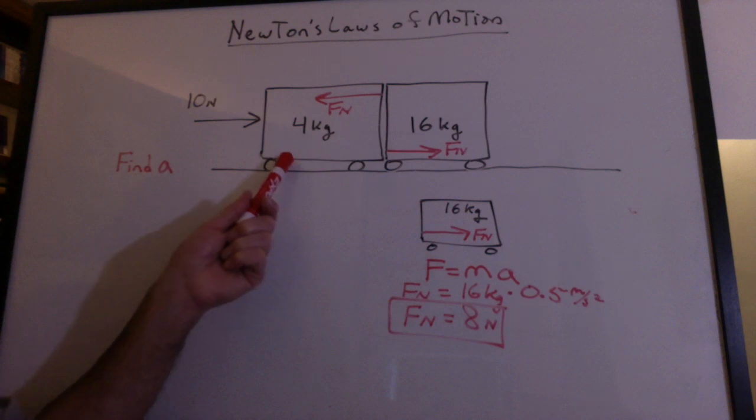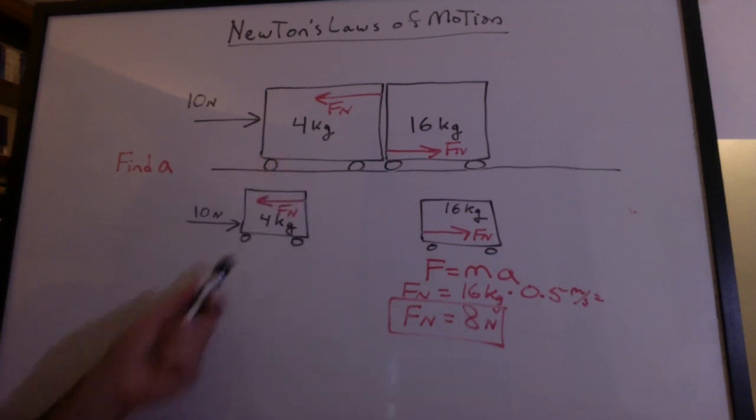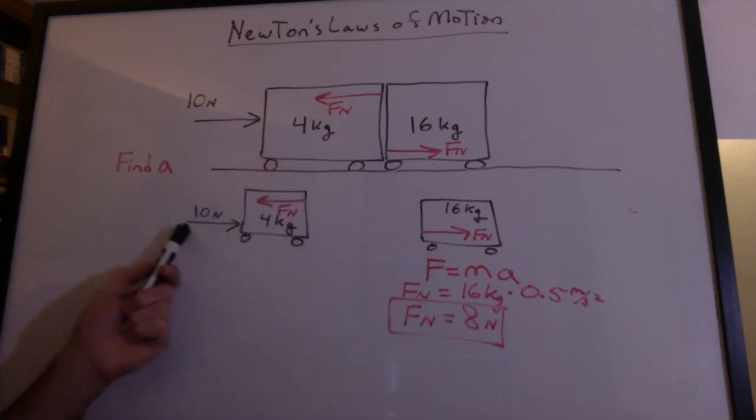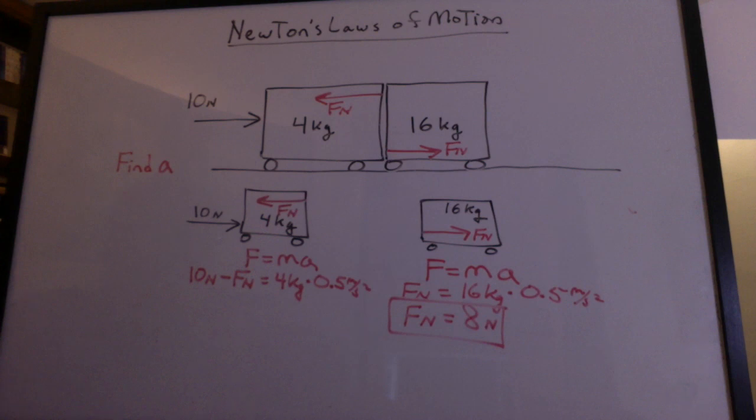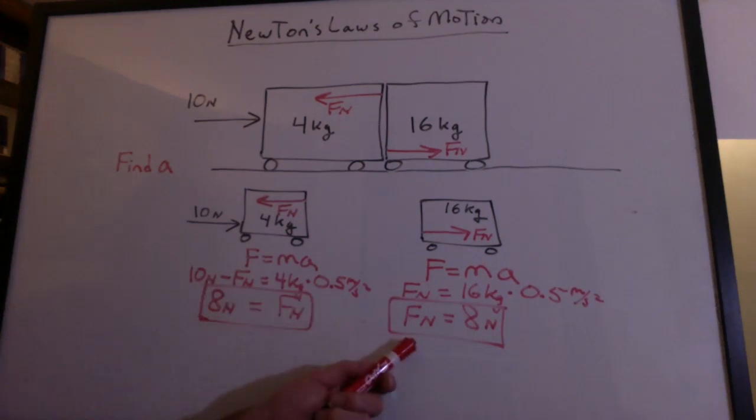Let's go isolate this object. This cart has two forces acting on it, the 10 newtons pushing it forward and the normal force pushing it back. Using F equals ma, we have the force forward minus the force backwards equals the mass of the cart, which is 4 kilograms, times 0.5 meters per second squared for the acceleration. Hey, we get 8 newtons, it's the same as this.